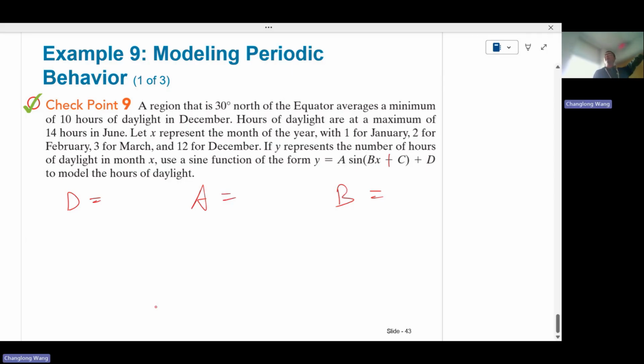Oh, who has figured out the D? Is that probably the most straightforward part? How much is D, you think? Oh yeah, go ahead, Alex. Oh, sorry. My bad. D, letter D. The vertical shift. North.